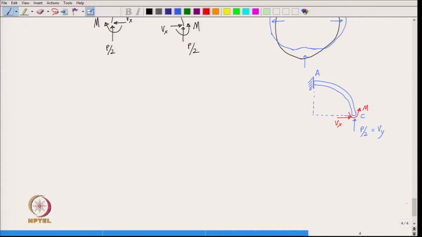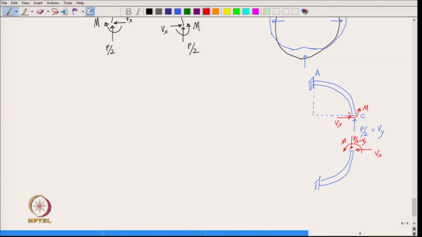Now, what can we say about Vx? Let us think of the other quarter. So, if the internal force and moments have the direction as shown for the top quarter, then on the bottom quarter it should be exactly opposite, right. So, it is going to be Vx inward, then bending moment this way, and then P by 2, correct, which is Vy.